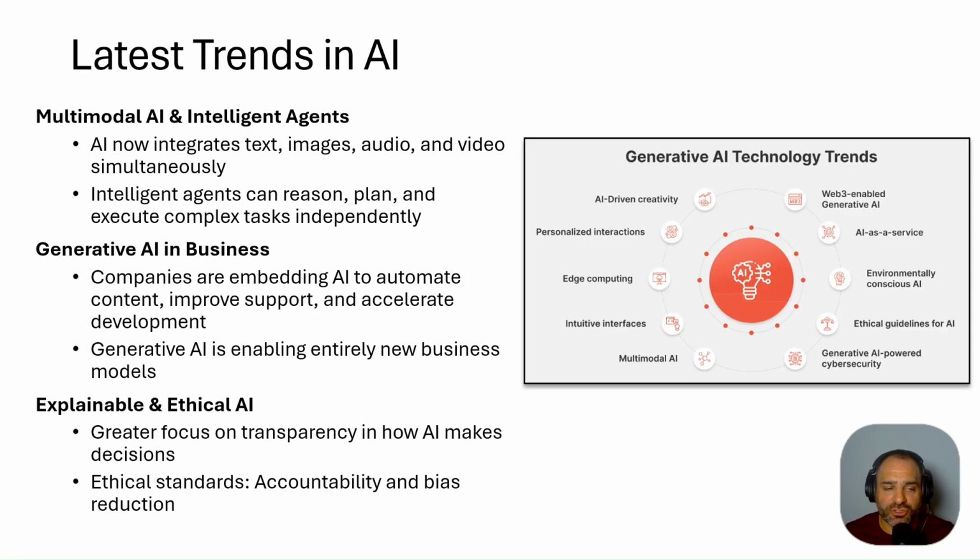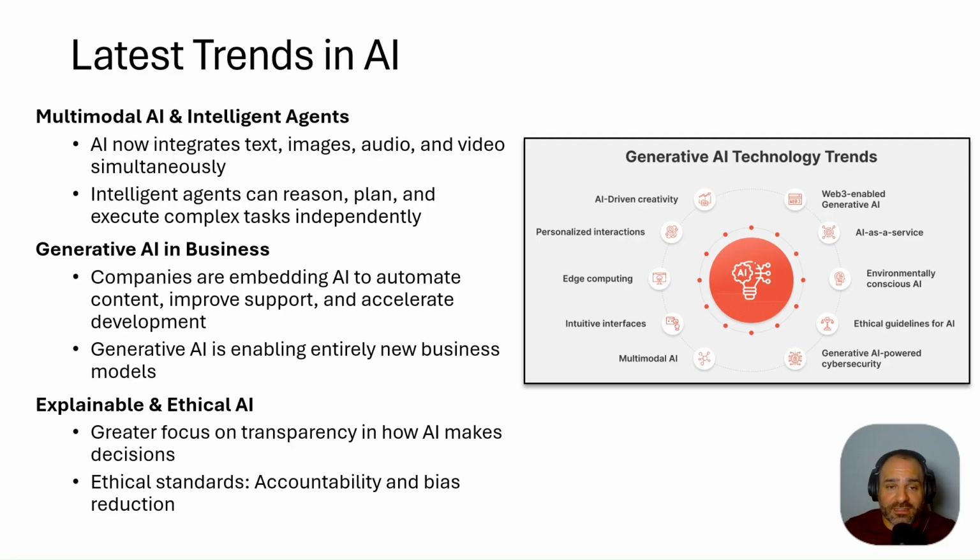Some of the latest trends in AI are multi-modal AI systems and intelligent agents. If you watch some of my videos, I've built some of these out. I continue to build them out, and they are very impressive. But what's happening is mainstream AI companies are doing this, and so they're going to continue to innovate and start dominating some of these markets.